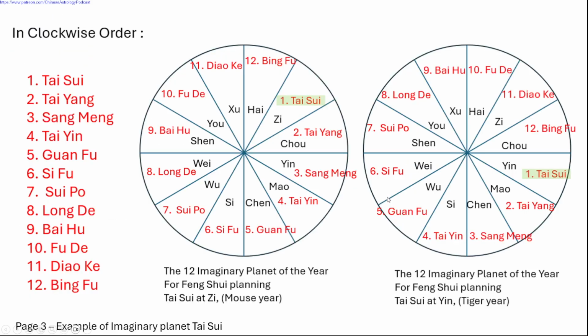As Chinese astrology is well known by the public for the application of imaginary planets or imaginary stars, we provide an example of the Tai Sui, which has a series of 12 different imaginary stars following in the order clockwise. This is the first one, Tai Sui, and then going to the 12th one. The position of the Tai Sui is related to the 12 animal signs.